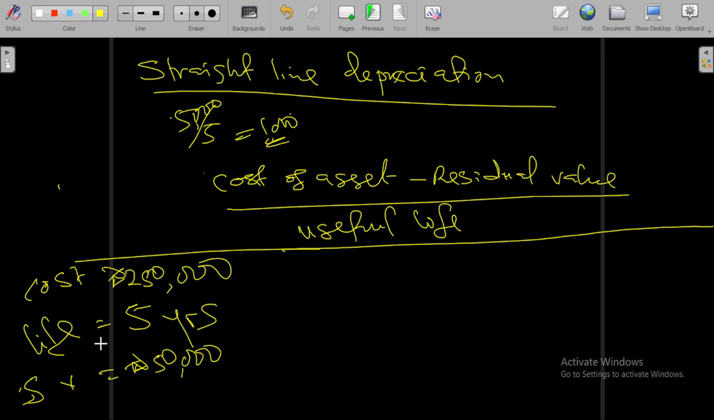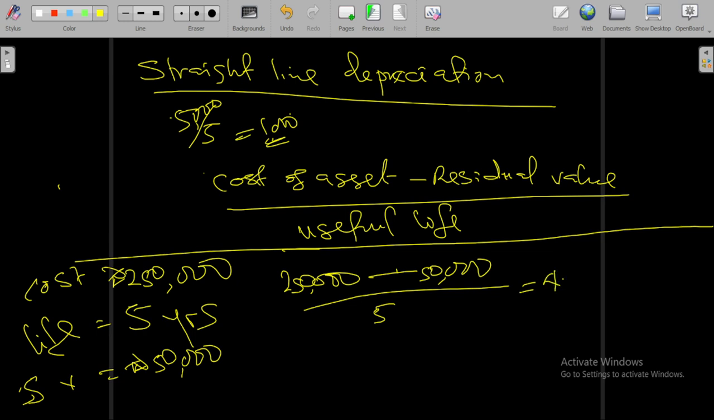So now, what is the annual depreciation of this particular asset? Now you are expected to say, okay, 250,000, you now minus the 50,000 from it. You divide it by 5. So we have 40,000 naira per annum. So this 40,000 naira is your annual depreciation using the straight line method.